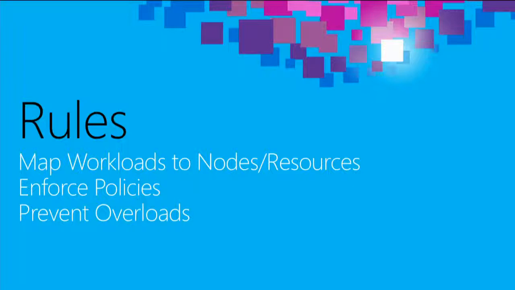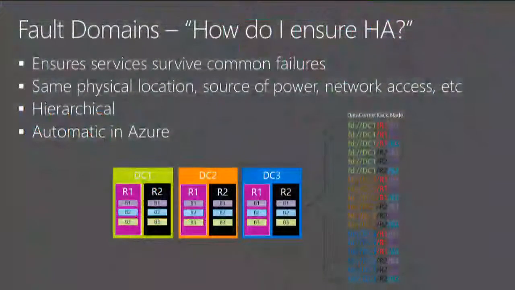Rules, or constraints, are the general Service Fabric mechanism that we give you for doing certain specific things, like mapping particular workloads to particular nodes, and there are some legitimate reasons why you still want to do that. Enforcing certain policies, like this workload cannot run in this region because of geopolitical concerns. And preventing overloads, like this machine really only has this much hard drive space. If you try to put more things on it, they will fail because they're out of hard drive space. So let's talk about some of the basics.